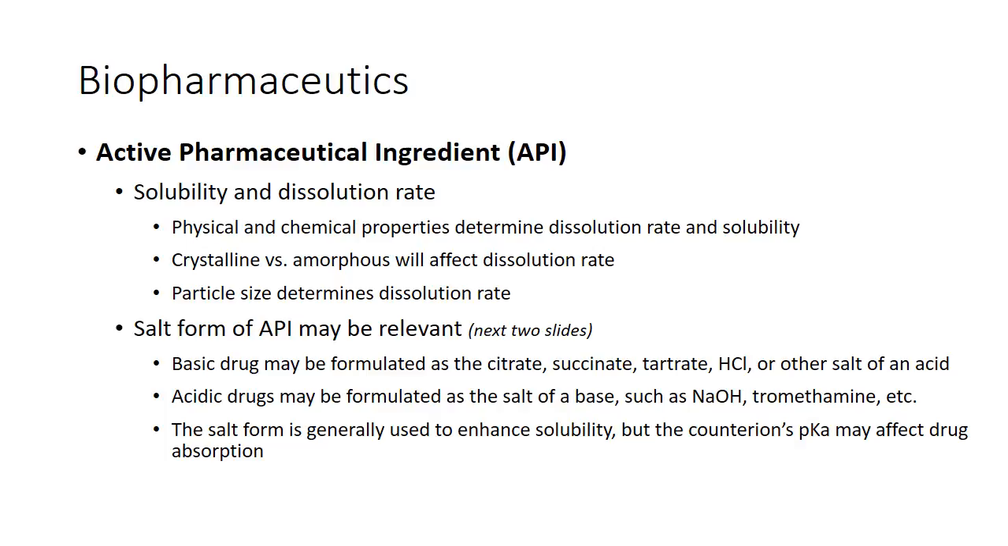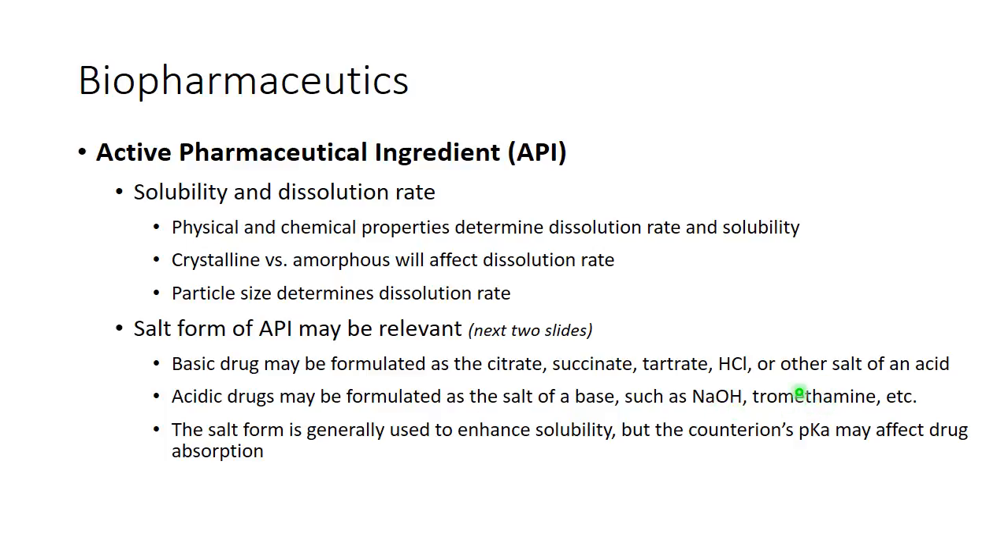So it's proven that the salt form can determine how fast something is absorbed because of how fast it is dissolved. So these are just examples. Basic drugs might be formulated with citrate, succinate, tartrate, the hydrochloride salt, or another salt of an acid. Acidic drugs may be formulated as the salt of a base, such as sodium hydroxide, tromethamine, etc.